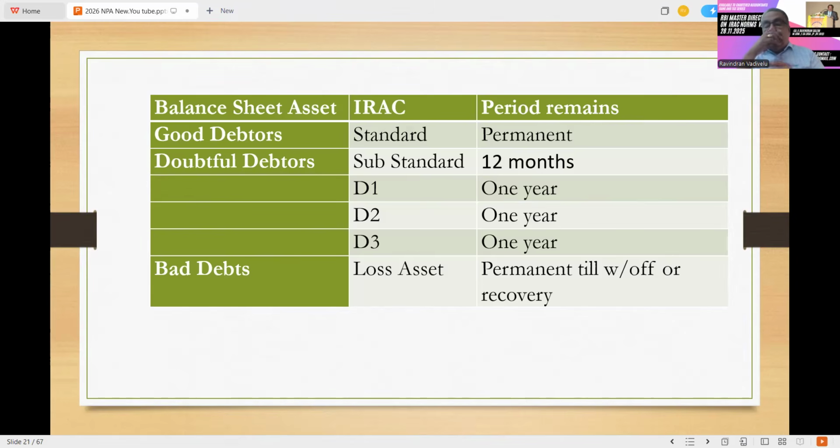Good debts are called standard, and reserve for doubtful debts has been divided into four parts: substandard, D1, D2, D3. For substandard, they mention the period as 12 months, because if an account has become NPA during a leap year, that is, on 29/2/2020, then it will not have a 29/2/2021. So they mention here 12 months. For the others, D1, D2, D3, they mention 1 year. Regarding bad debts, if there is no recovery towards the loan, then those accounts will be treated as loss asset.